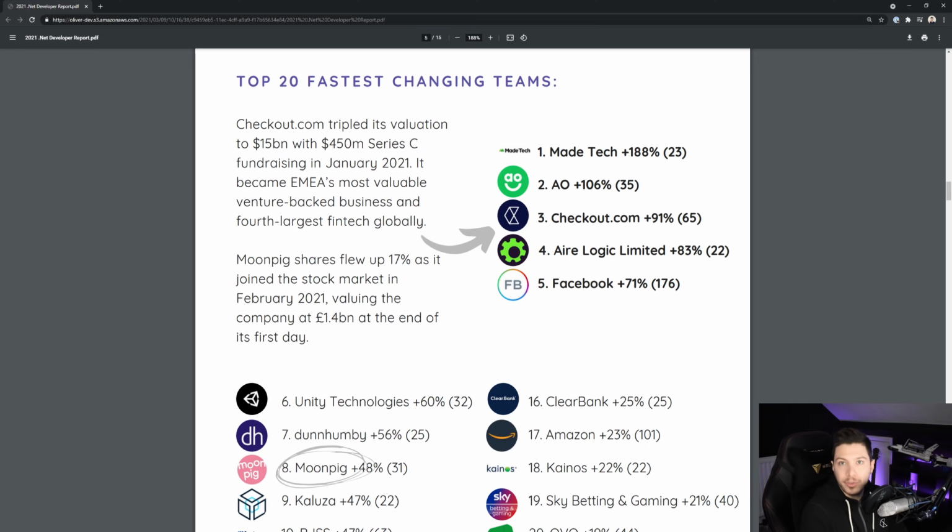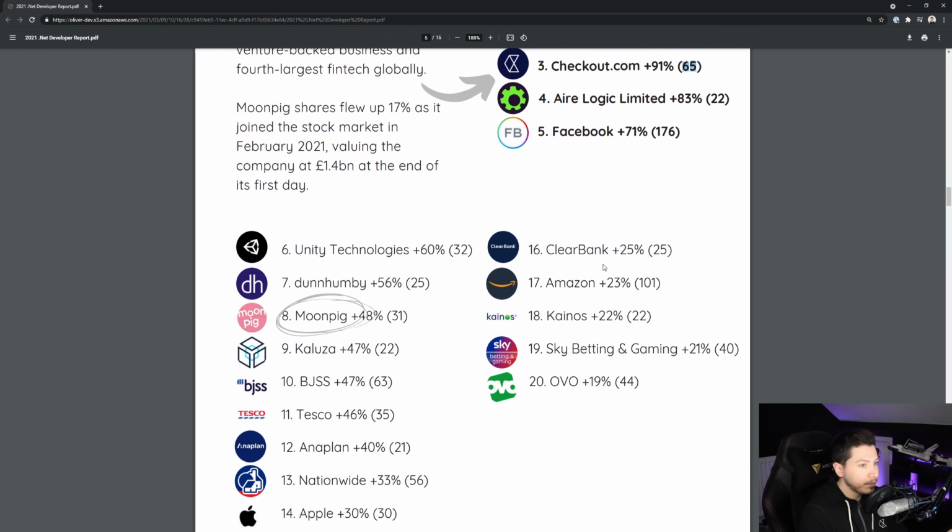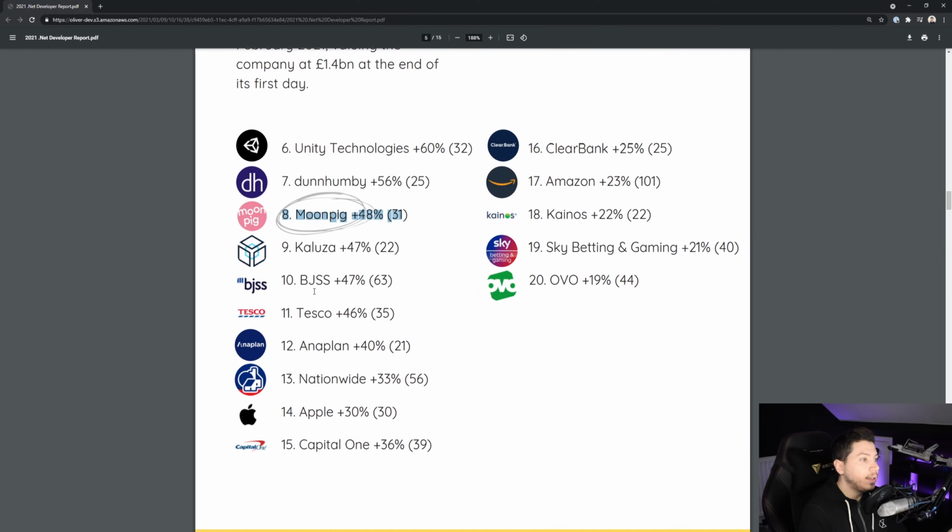But we weren't bottlenecked by positions. We had plenty of positions. We're bottlenecked by the talent pool. It's just very hard to hire engineers, especially senior engineers. So this number would be way, way higher if we could. But you can see like Clearbank, Moonpig, so many companies, you know, Tesco as well.